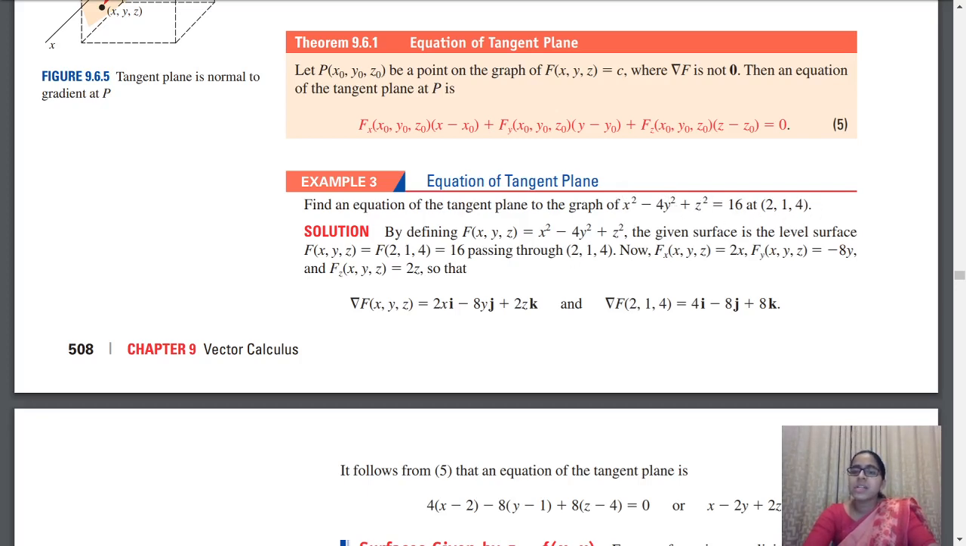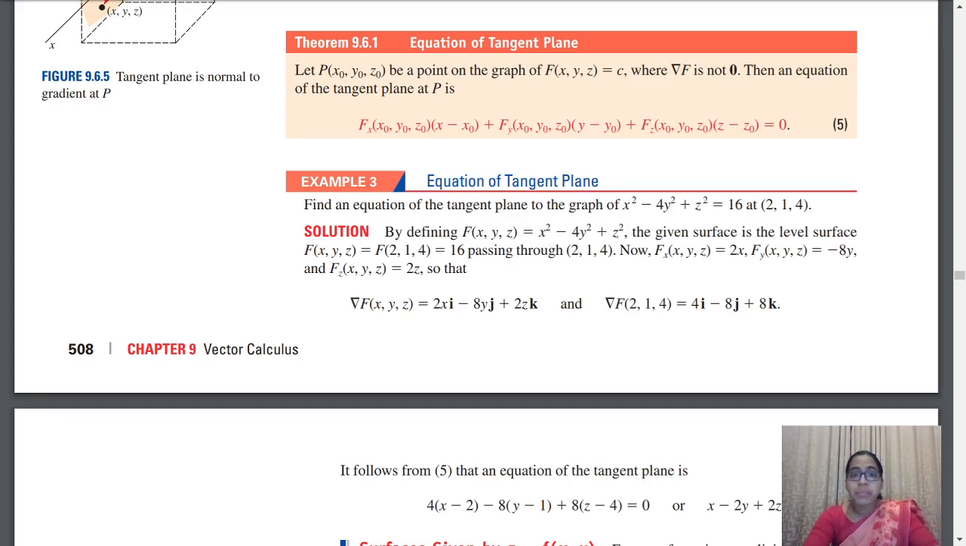It will be nothing other than 16. So the given surface is the level surface f of x, y, z which passes through the point (2, 1, 4). Now we will find fx, fy and fz at that particular point. So what is fx? fx will be 2x, fy will be minus 8y and fz would be 2z.